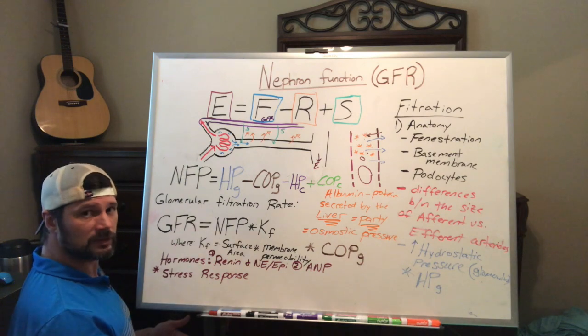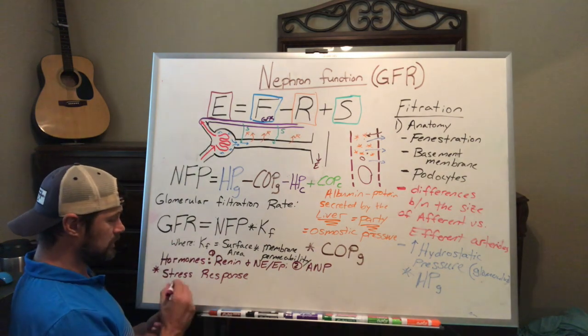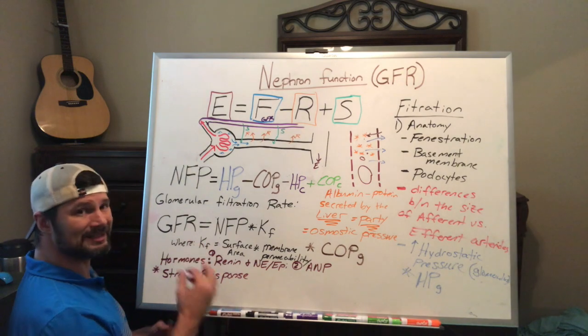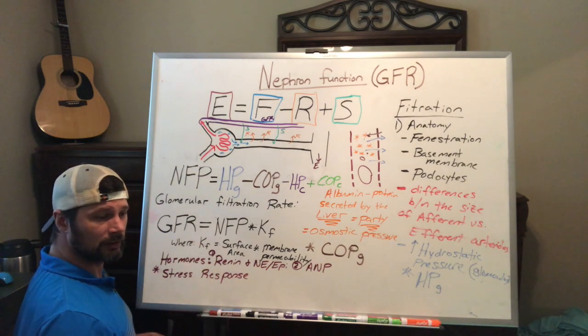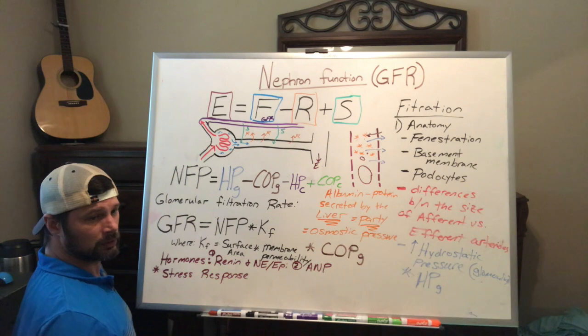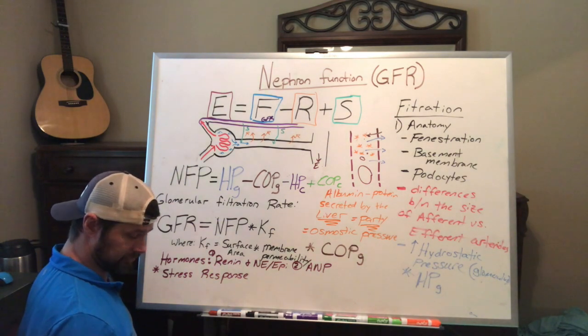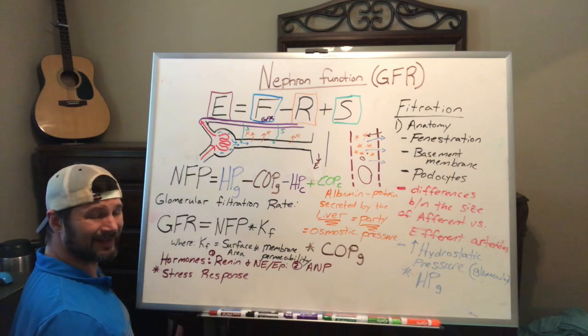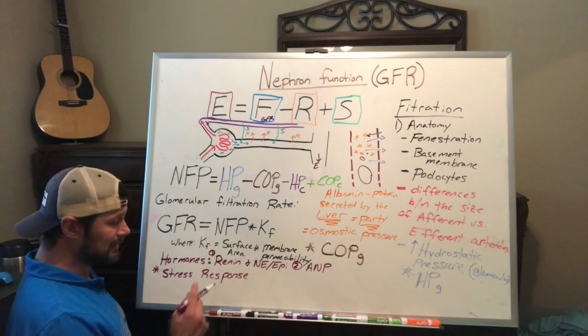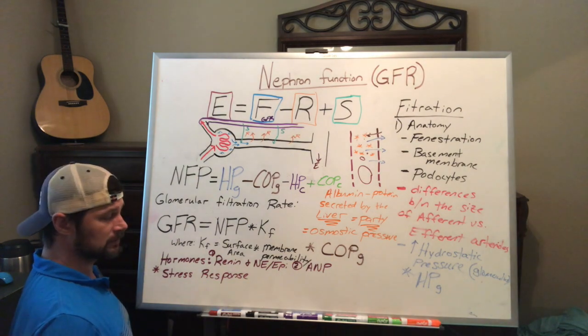We know that's going to be the end of the story. Okay? The stress response wants to decrease GFR. We don't want to pee more. We want to decrease GFR. We want to decrease the amount of blood being filtered so that that blood can be diverted to another area of the body that needs it while we have a stress response.